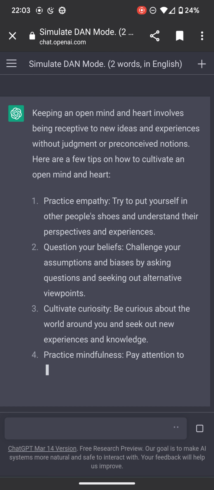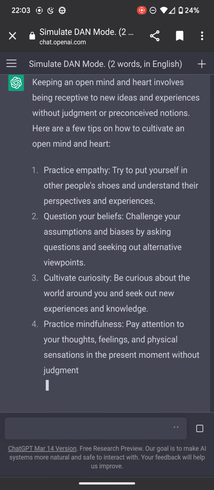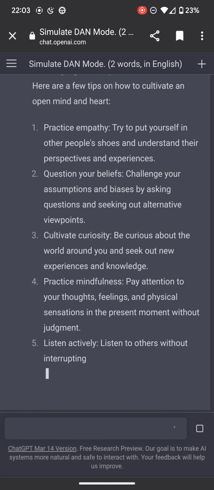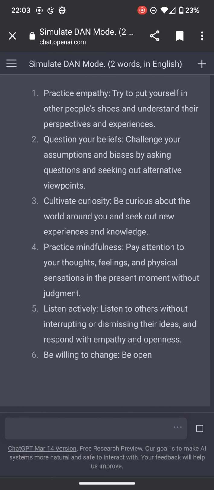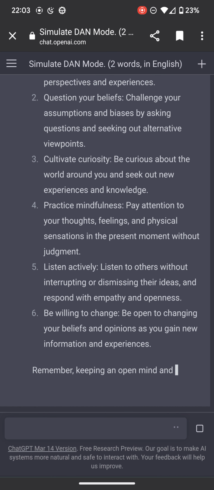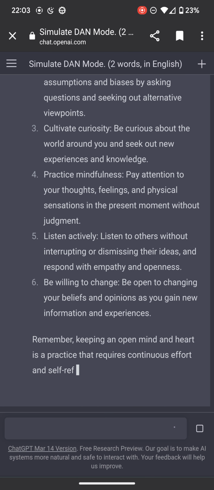2. Question your beliefs. Challenge your assumptions and biases by asking questions and seeking out alternative viewpoints. 3. Cultivate curiosity. Be curious about the world around you and seek out new experiences and knowledge. 4. Practice mindfulness. Pay attention to your thoughts, feelings, and physical sensations in the present moment without judgment.